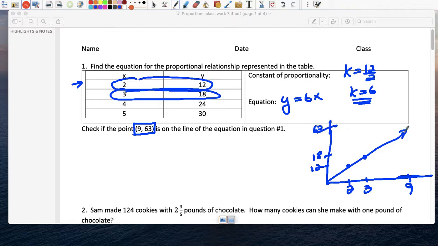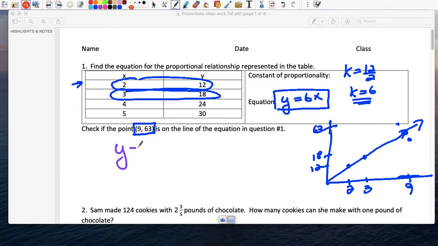Is it here on the line? Is it under the line? Or is it on top of the line? Well, sorry, let me retract here. Is it on the line, or is it above or below the line? So if that point 9, 63 is on the line, then the left side will equal the right side. So let me show you what that means.